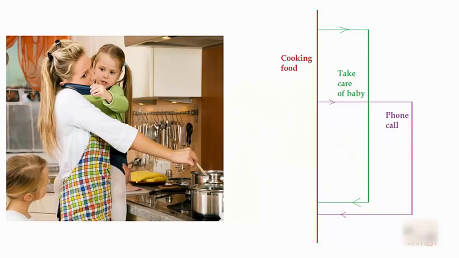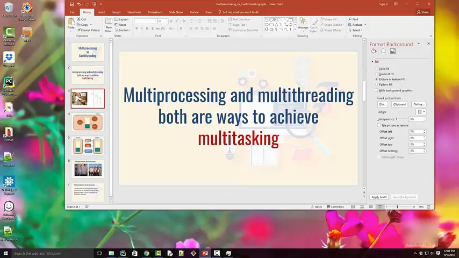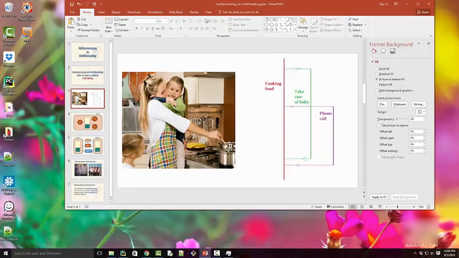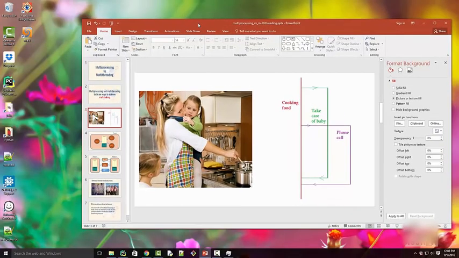For example, this mom is taking care of the baby, picking up a phone call, and at the same time cooking food. So she's doing all these multiple things at the same time. That's why she's said to be doing multitasking. Our computer in a similar fashion does multiple tasks.